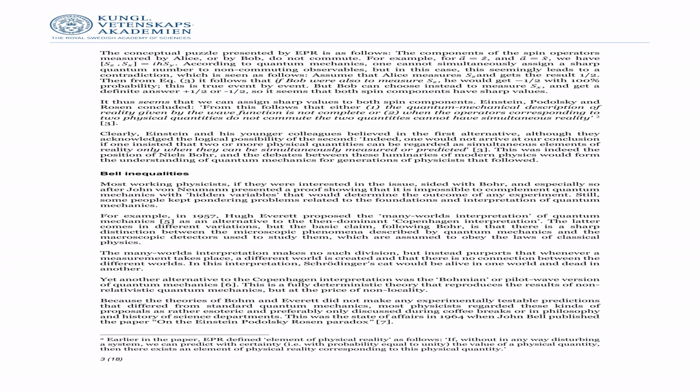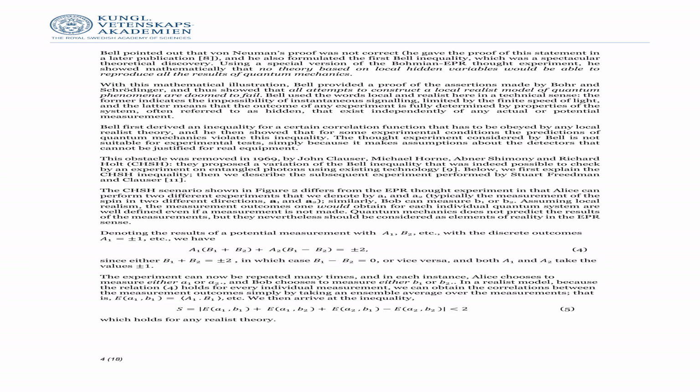Earlier in the paper, EPR defined element of physical reality as follows: if, without in any way disturbing a system, we can predict with certainty, that is, with probability equal to 1, the value of a physical quantity, then there exists an element of physical reality corresponding to this physical quantity. Bell pointed out that von Neumann's proof was not correct. He gave the proof of this statement in a later publication [8], and he also formulated the first Bell inequality, which was a spectacular theoretical discovery.